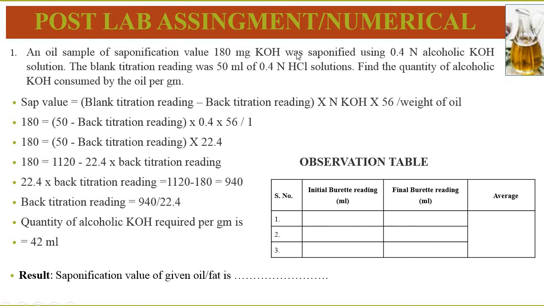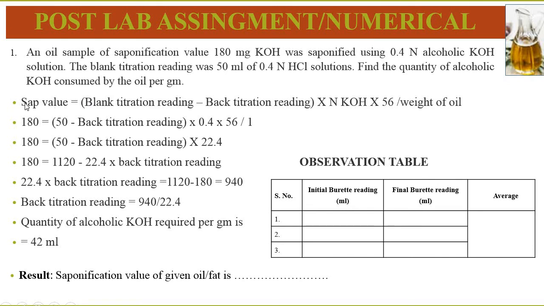Now coming to the post lab assignment or a numerical which can be asked related to the saponification value. So what is the question? An oil sample of saponification value 180 mg KOH was saponified using 0.4 normal alcoholic KOH solution. The blank titration reading was 50 ml of 0.4 normal HCl solution. Find the quantity of the alcoholic KOH consumed by the oil per gram.